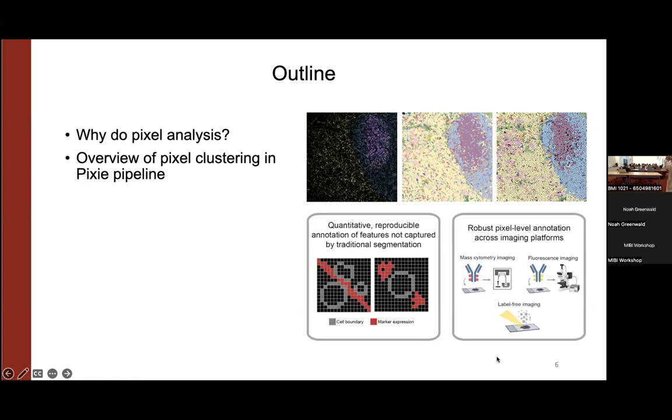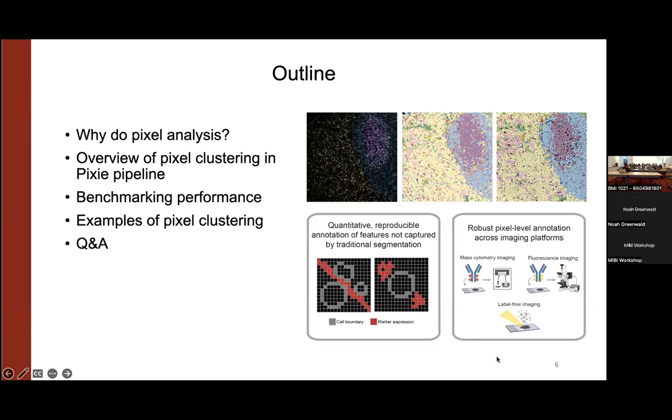And then tomorrow we'll be talking about how to go from your pixel clusters to your cell clusters, which is the far right image there. I'll talk about some ways that we benchmark the performance of our pipeline. And finally, give some examples of pixel clustering across various biological contexts, as well as different multiplex imaging platforms. At this point, I'll stop for some questions. And then the second session will be about applying pixel clustering to your own data, and some practical tips about how to work with our pipeline.